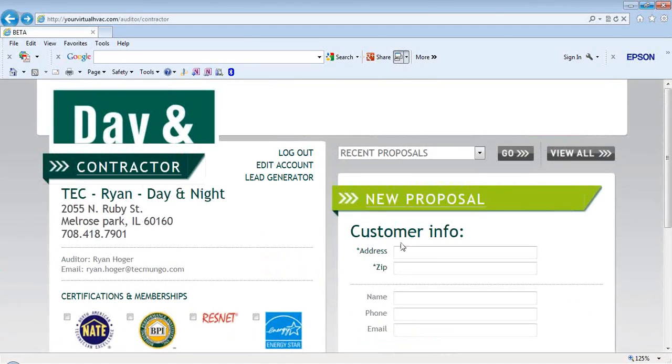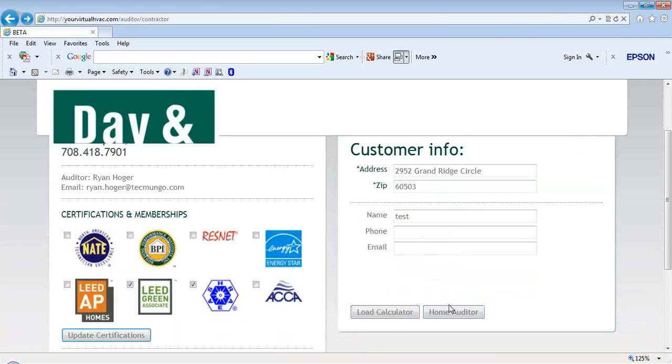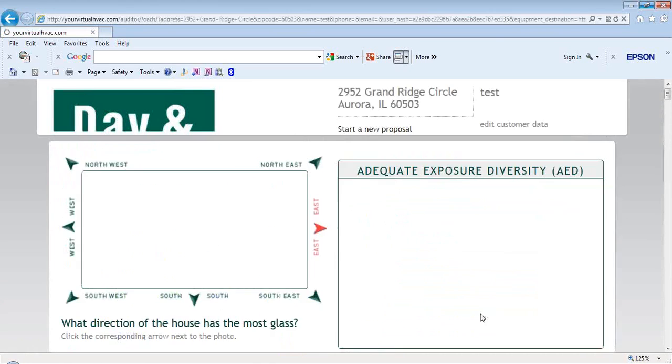All right, so at the same login, I'm actually going to use the same house example. I probably should have written down all the values I put in for the inputs, otherwise I'm never going to get the same answer, but that's okay. All right, so instead of hitting Load Calculator, I'm going to hit Home Auditor.